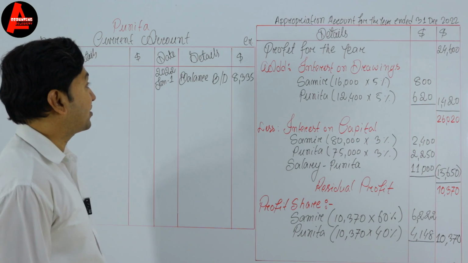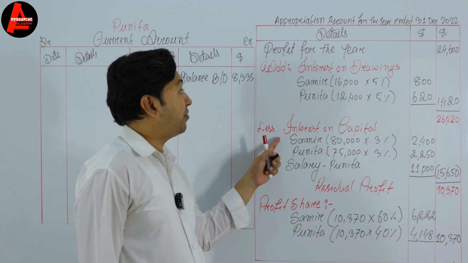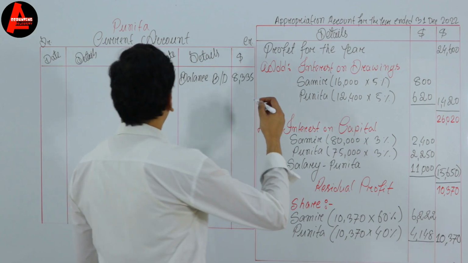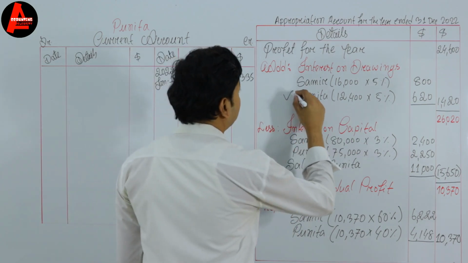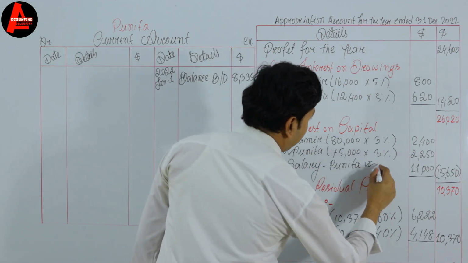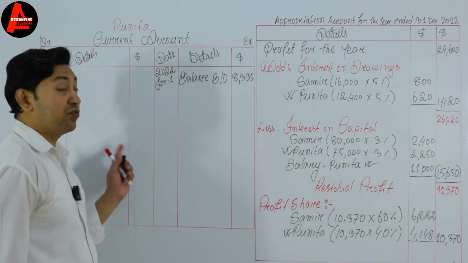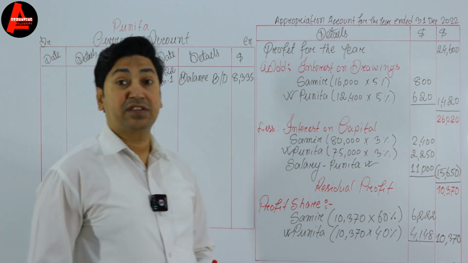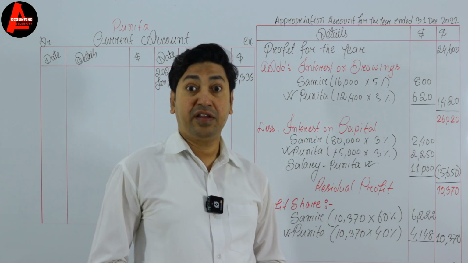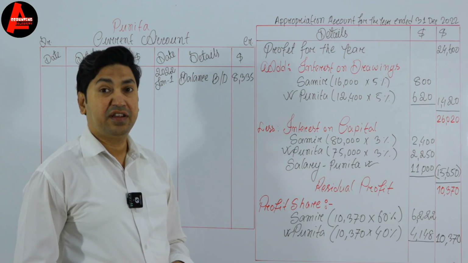Now what to do? Now we have to take some items from here. Here we have interest on drawings, interest on capital, and profit share. Since we are doing this for Punita, we will take Punita related amounts. On the debit side we always write drawings and interest on drawings, and all other items will be recorded on the credit side of the current account.